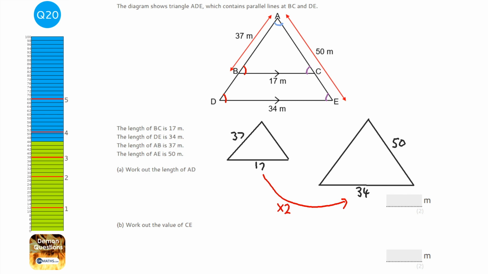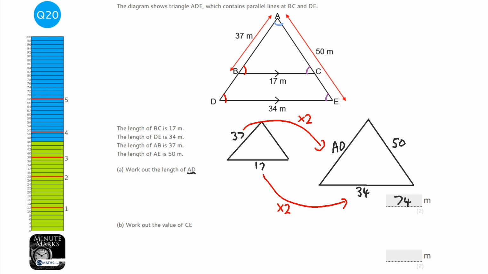So if I'm timesing that side by 2, and I'm looking for length AD. Now AD is this one here. How do I get from 37 to AD? And remember, it's corresponding side, so the left hand side will go to the left hand side. So I times that by 2. So it would be 37 times 2, which is going to be 74. So my answer will be 74.